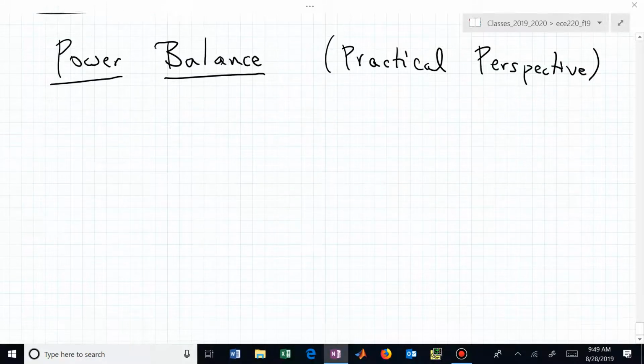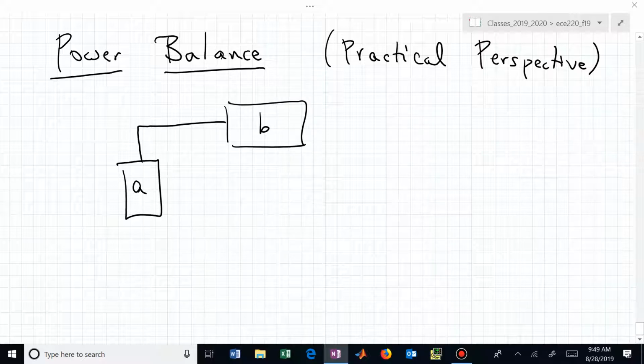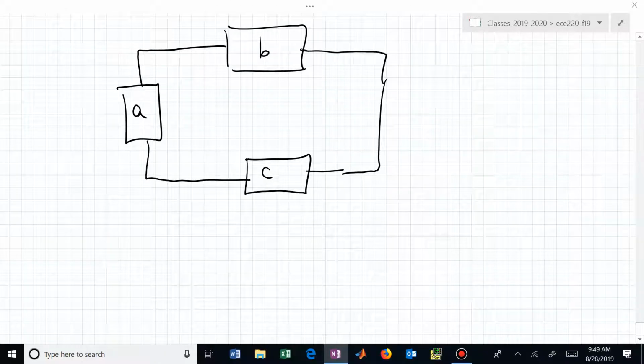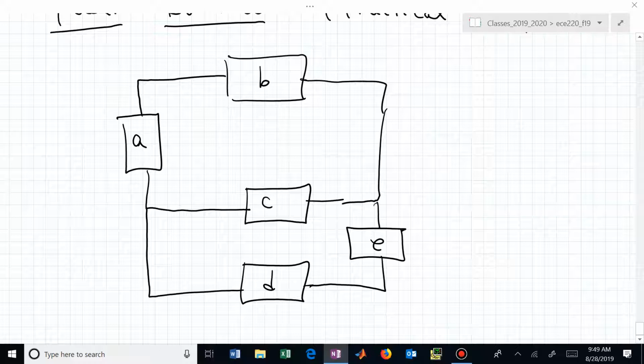Here's a slightly different version of that. Suppose I now have a 2-terminal device A, a 2-terminal device B, C, I need to fit it on one screen, D, and E. What I hope to drive home is that if I give this problem to you on an exam, you would need to make sure that if we're doing a power balance, in fact all of the positive powers have to equal the negative powers. What's that mean? The power consumed has to equal the power supplied.